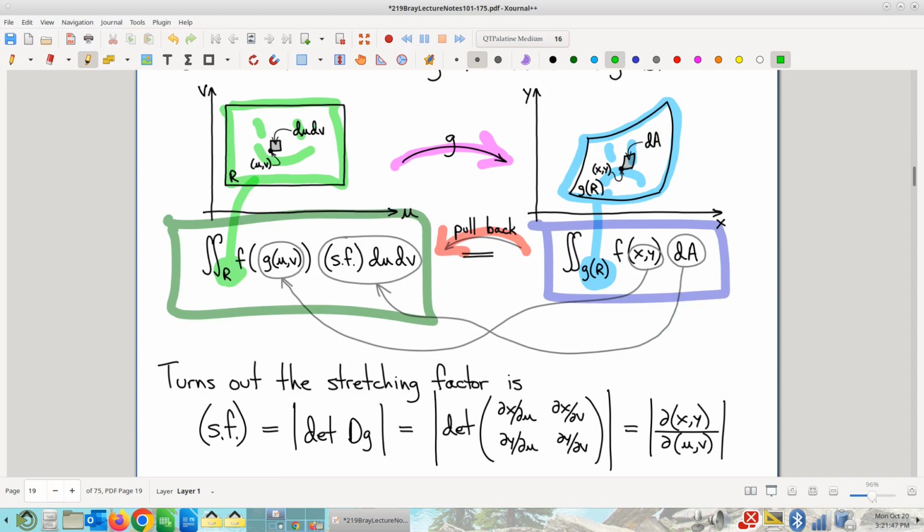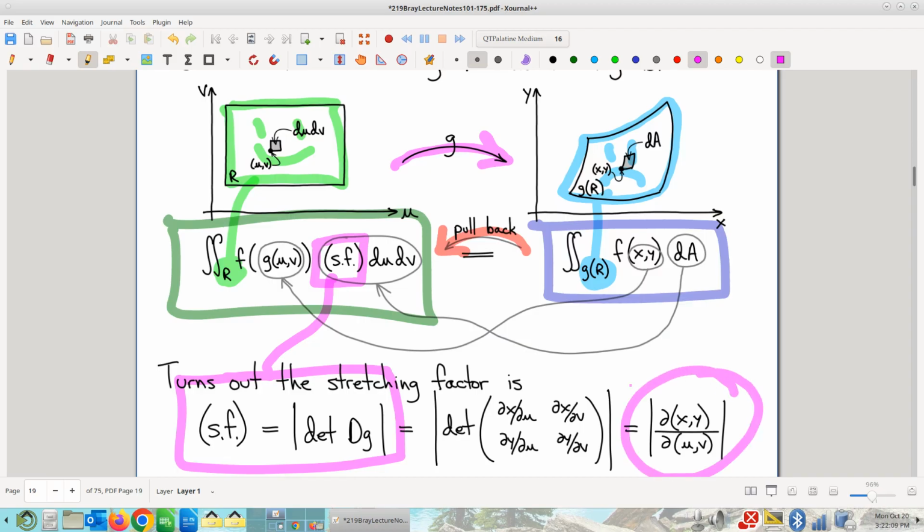And the only thing you really need to make this work, aside from, you do have to identify what is the change of variables function and what is your pullback domain, the only thing you have to remember beyond that is don't forget your stretching factor. And we have our formula here for how to compute the stretching factor. Don't forget there's also this, I think, highly convenient notation for that stretching factor. Just make sure to stick that stretching factor in there and you're good to go.